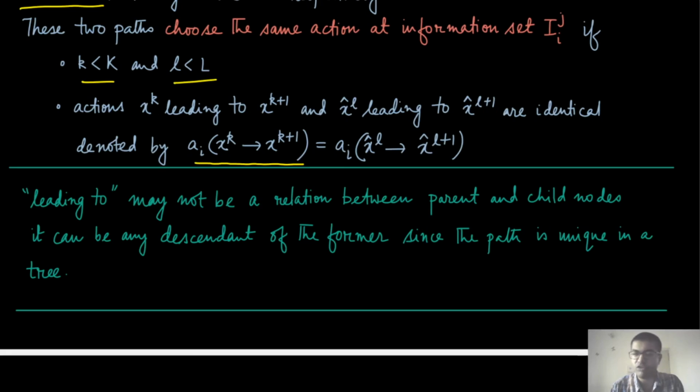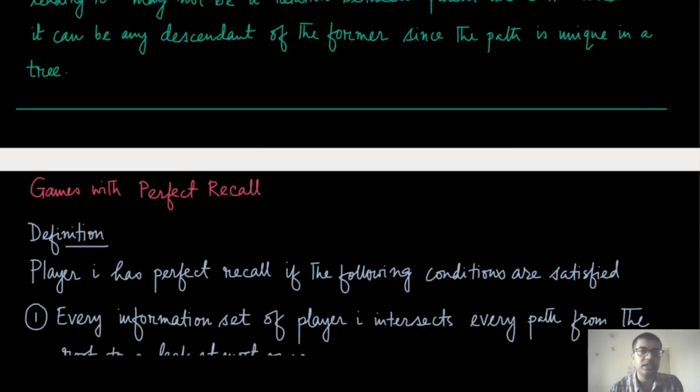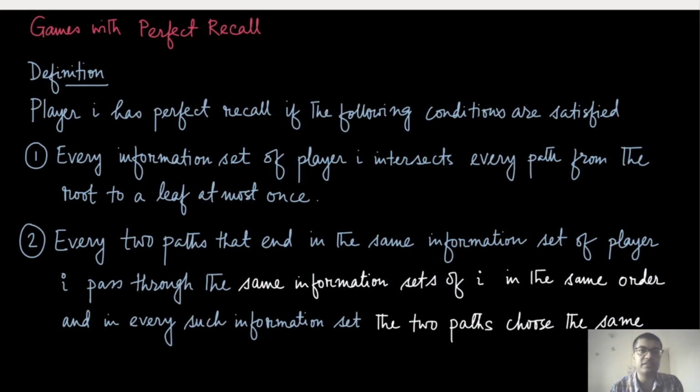Now, as we have already said, leading to may not be a relation between a parent and a child node. It can be any descendant of the previous node, since the path is unique for a tree. Right? Now we can define the notion of recall or not forgetfulness in the following way.